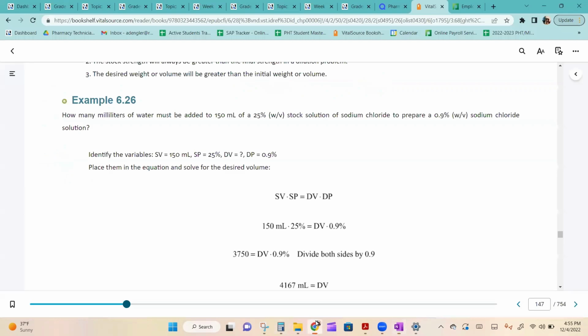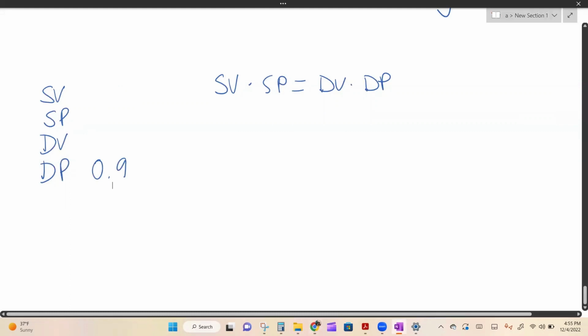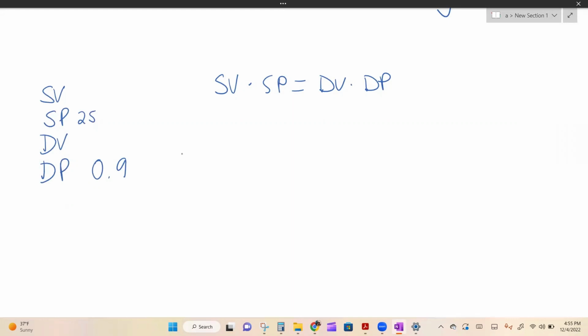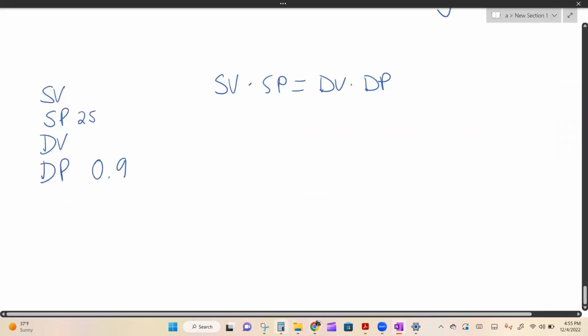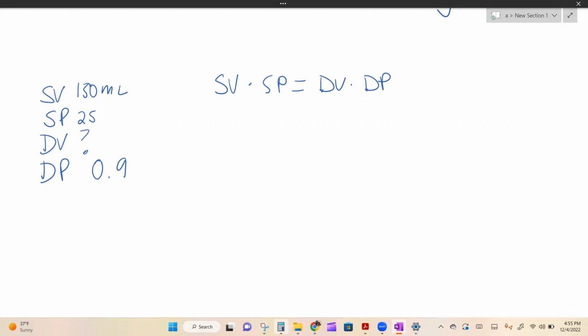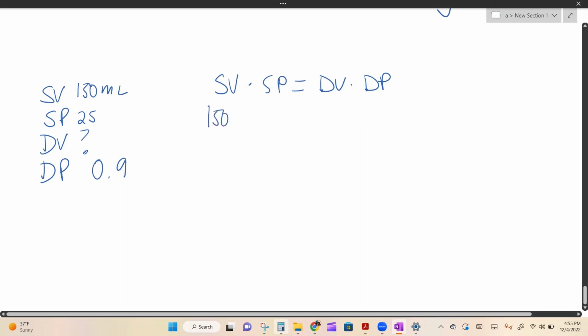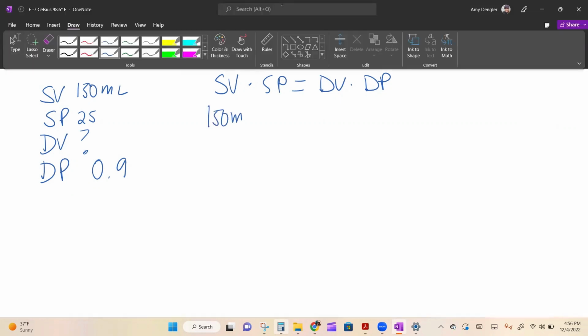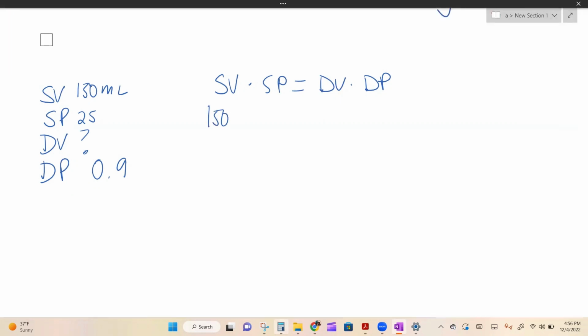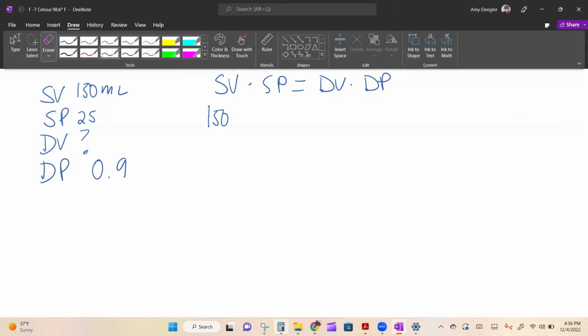All right, and then we have in stock 150 ml of a 25% solution. So the 25% is our stock strength, and our stock volume was 150 ml. Our desired volume, we don't know. That is what we're looking for. So our SV is 150. We again don't need to put the units there. I'm so used to doing it, because it can throw you off a little bit.